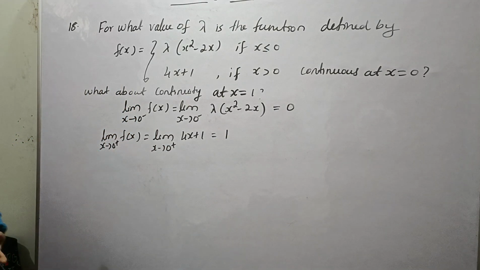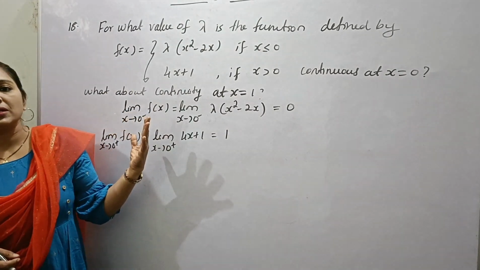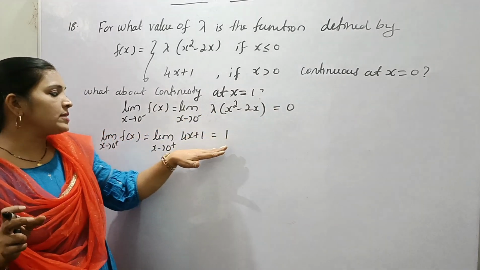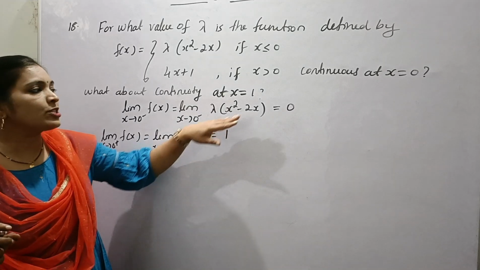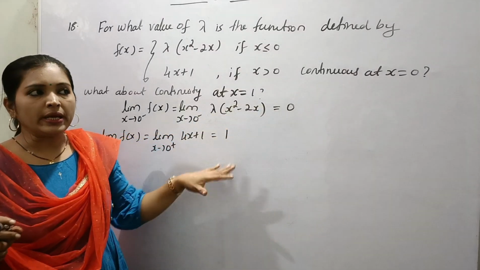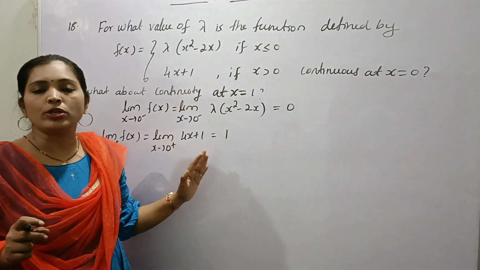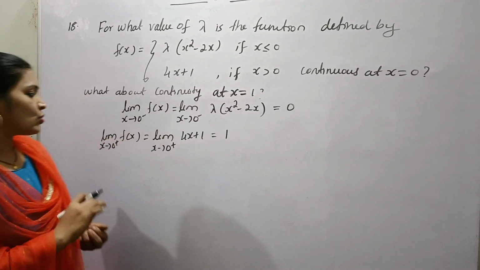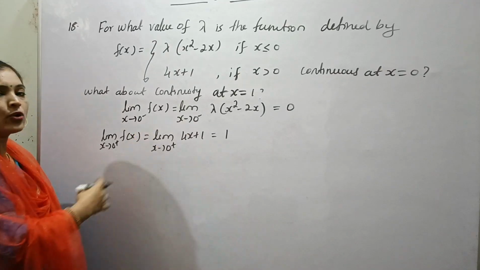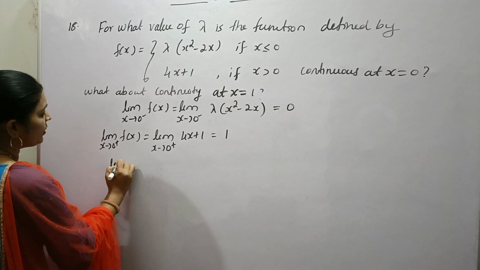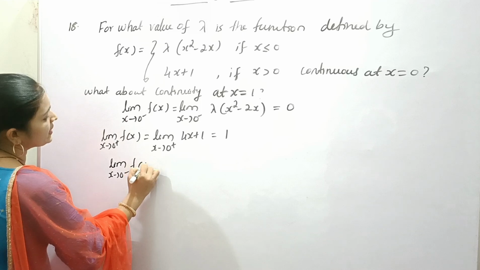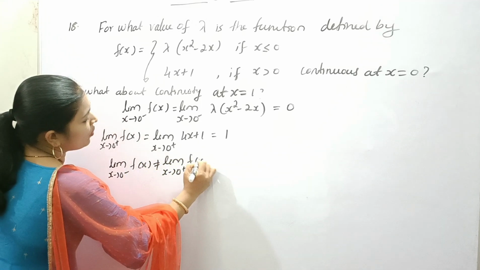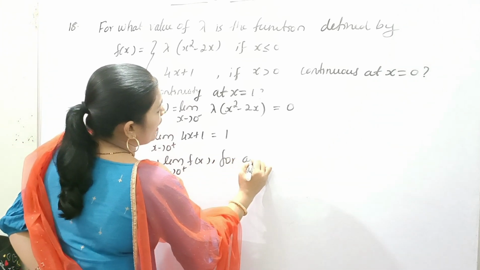See, here we have got the left hand limit as 0, right? And the right hand limit is equal to 1. There are no lambda terms, right? So here the left hand limit is not equal to the right hand limit for any value of lambda. So we cannot equate these, right? So limit x tends to 0 minus f of x is not equal to limit x tends to 0 plus f of x for any value of lambda.